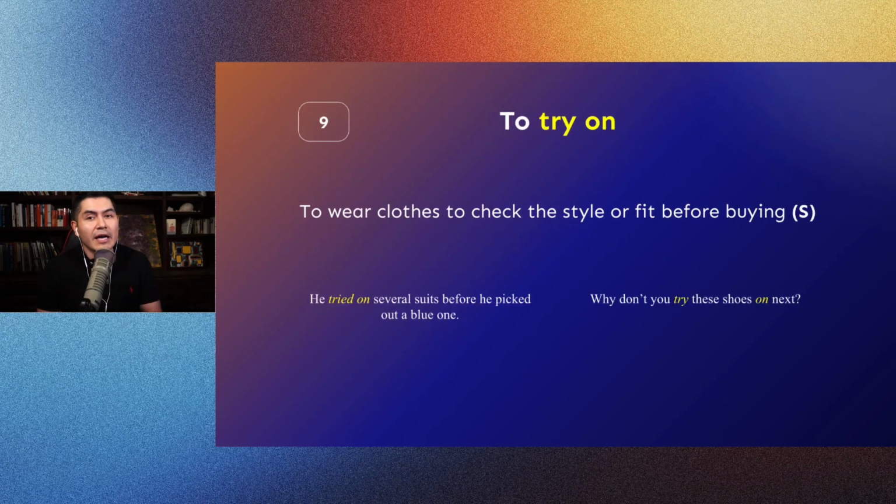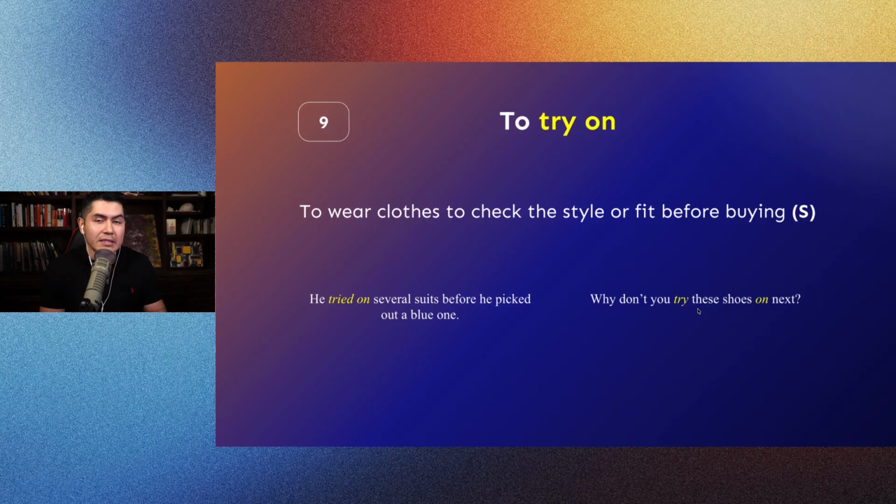So number 9, to try on, to wear clothes to check the style or fit before buying. This is another phrasal verb that is separable. The first example is, he tried on several suits before he picked out a blue one. In my case, I typically try on 2 to 3 pieces of clothing before I go with my selection, what I'm going to buy.